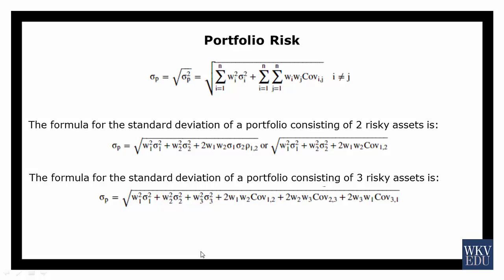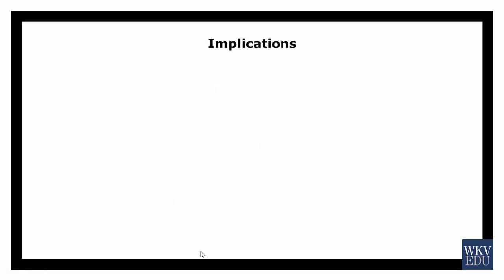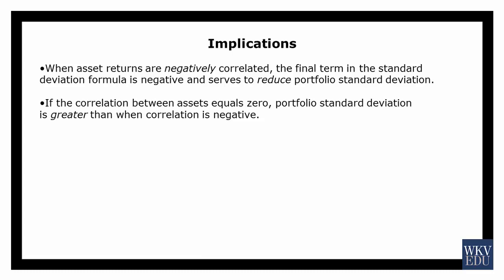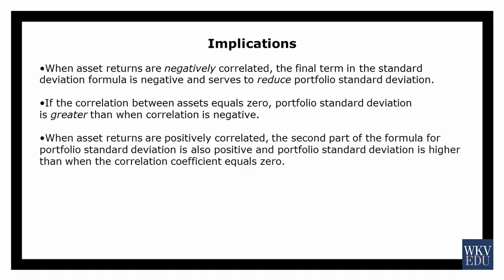Now we'll be looking at a couple of implications. When asset returns are negatively correlated, the final term in the standard deviation formula is negative and serves to reduce portfolio standard deviation. If the correlation between assets is equal to 0, portfolio standard deviation is greater than when correlation is negative. And when asset returns are positively correlated, the second part of the formula for portfolio standard deviation is also positive, and portfolio standard deviation is higher than when the correlation coefficient equals 0.